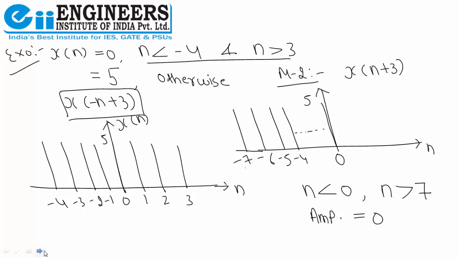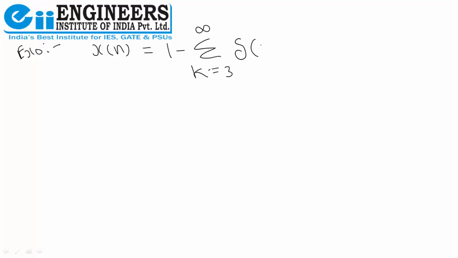Now if I take another example, and I tell you to just draw this signal. Sometimes when we see discrete time signals, we hesitate whether it is a simple problem or a difficult problem, but by this example I will show you this is a very simple problem. x[k] is equal to 1 minus the summation from 3 to infinity of delta[n-1-k]. Now if you want to draw this figure, this is a long equation.